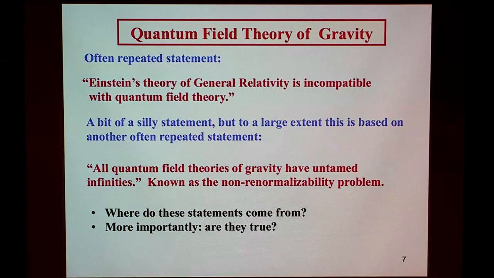So you've probably read Brian Greene's book or some other popular book, and you see some statement, Einstein's theory of general relativity is incompatible with quantum field theory. Now, the experts in the audience know that that's a little bit of a silly statement, but nevertheless, people say that. But this statement is usually based on another statement, which is more precise. It says, all quantum field theories of gravity have untamed infinities, and that's known as the non-renormalizability problem of gravity. Right. Okay.